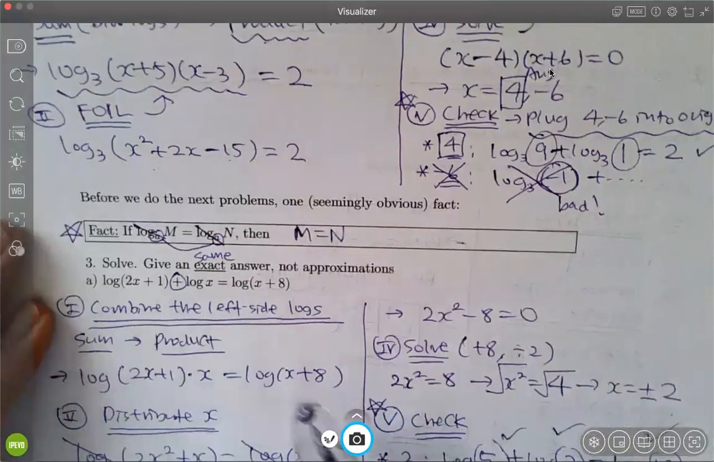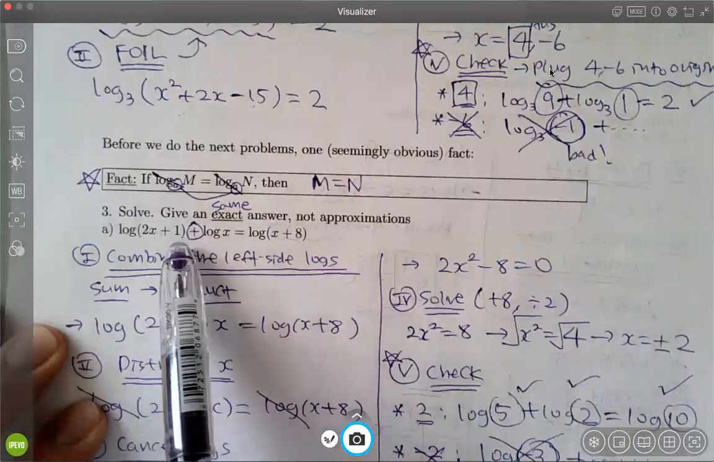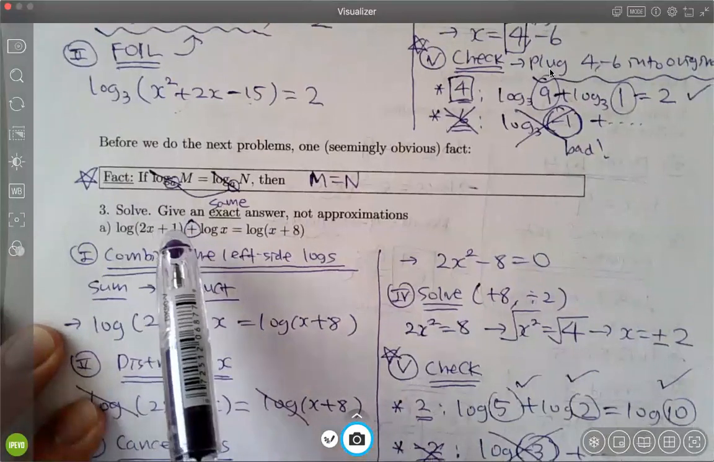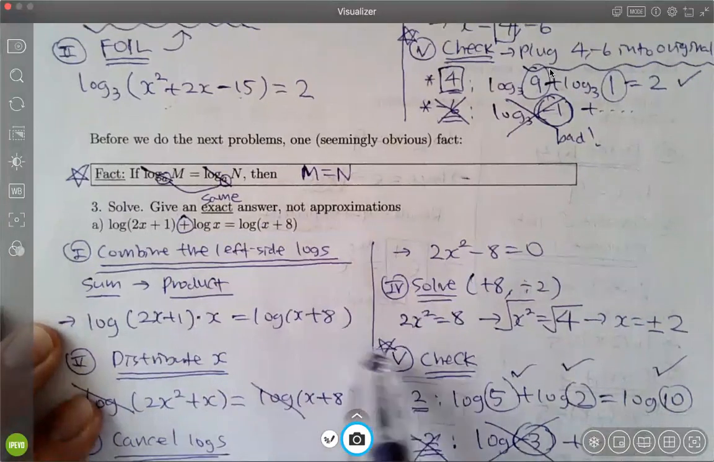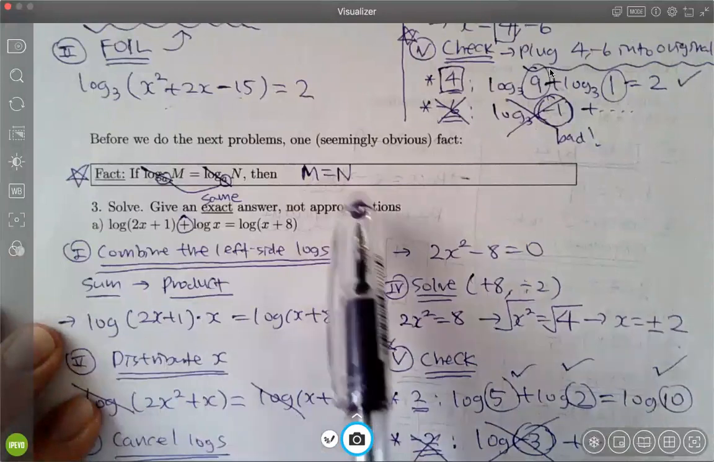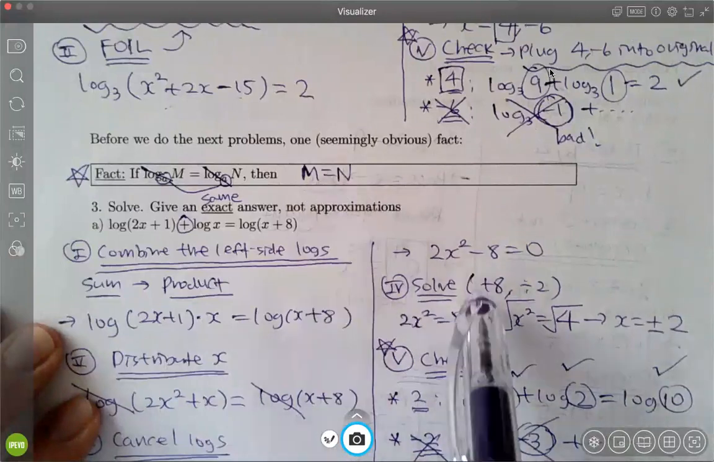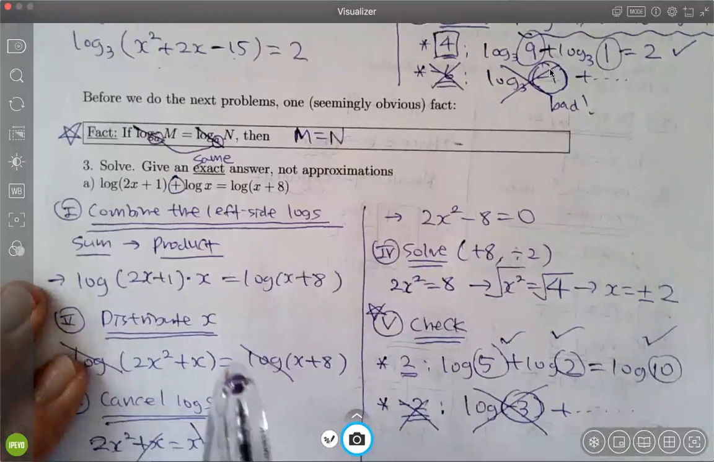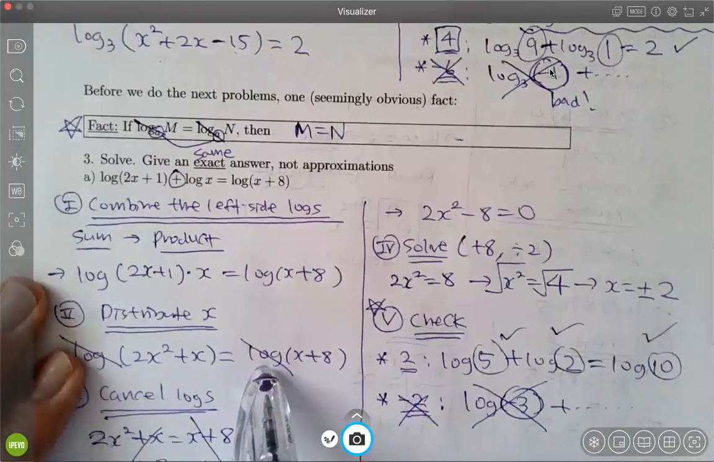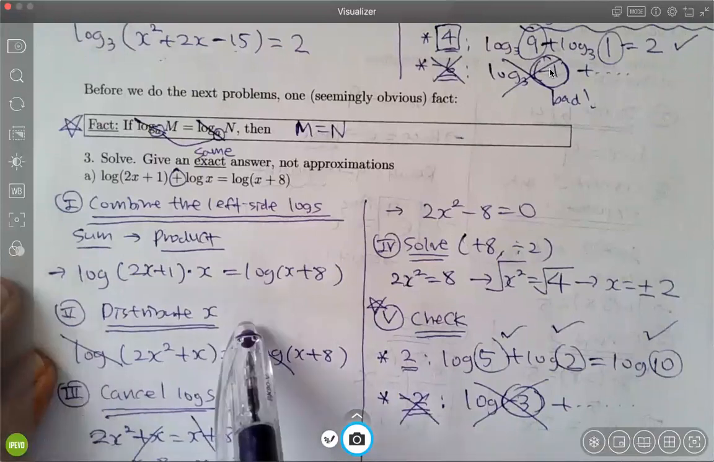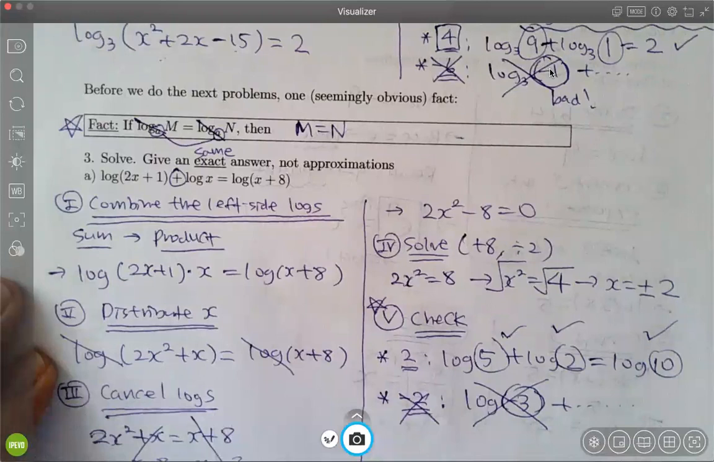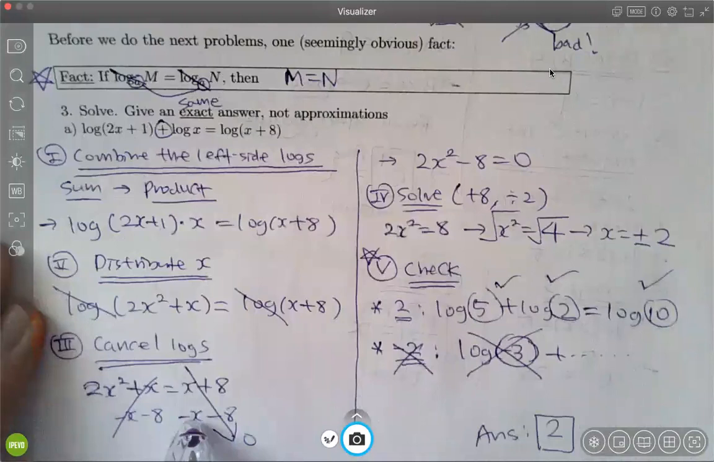So what's the point? Here, what we want is a single log on each side with the same base. Then we can just cancel the log, and we'll have m equals n. In particular here, we can combine the two logs on the left-hand side into a single log by using the multiplication, and then we can cancel the logs right away. Then we have 2x squared plus x equals x plus 8, and then we solve it.